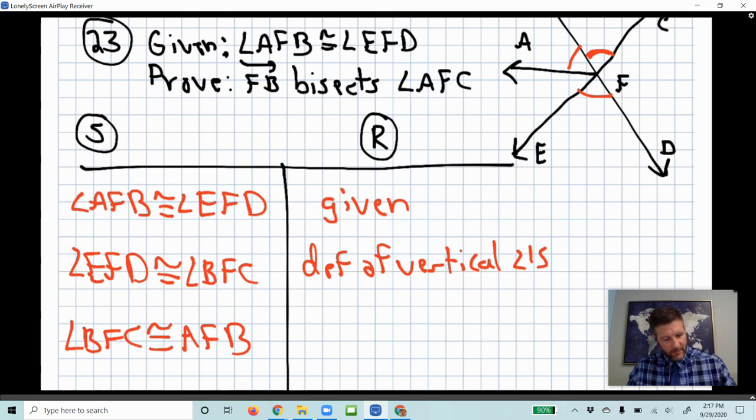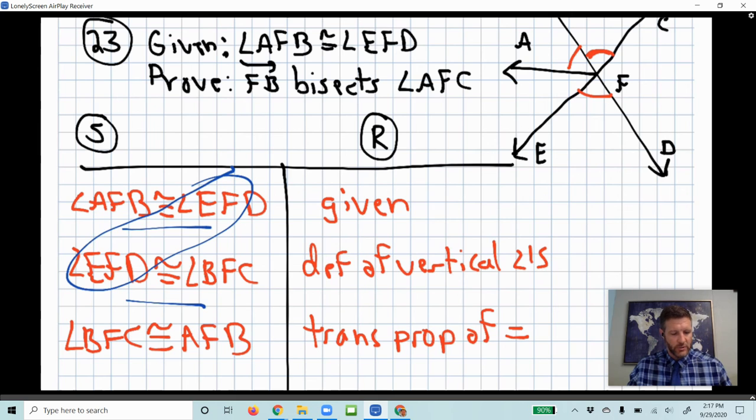If EFD here is congruent to both of these, then I can link these two together. If you remember what that's called, the transitive property of equality. Okay, because let me just show it again in blue. What I did is this was the given, and then this was vertical angles, and now this provides a link between these two. So now I can go straight from AFB to BFC. Okay, let's leave that.